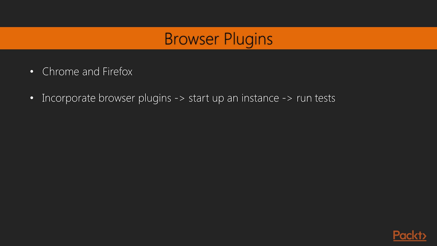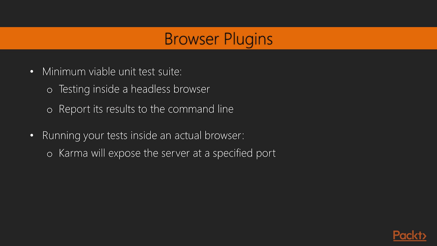Karma supports a large number of browser plugins to run the tests on, including standard browsers such as Chrome and Firefox. If you were to incorporate these browser plugins, Karma would start up an instance of the browser and run the tests inside it. For the purpose of creating a minimum viable unit test suite, you are fine doing the testing inside a headless browser, which will cleanly report its results to the command line. If you want to run your tests inside an actual browser, Karma will expose the server at a specified port, which you can access directly, for example, visiting localhost 9876 in the desired test browser.